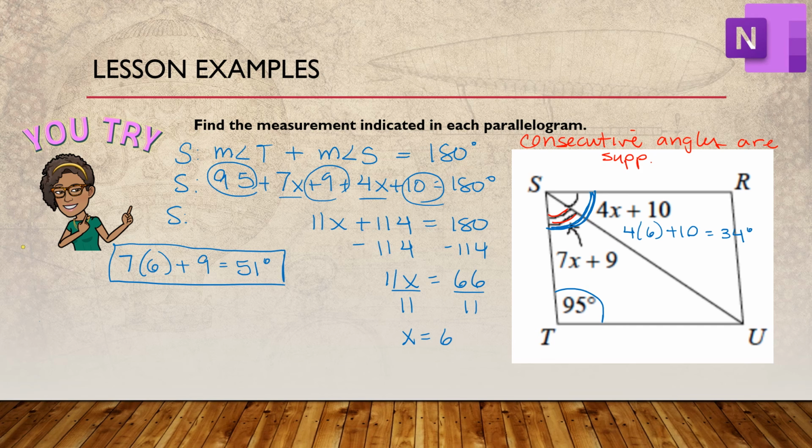And if I add 34 plus 51, that gives me 85 degrees. So I know angle S, this is the measure of angle S, right? That's 85 degrees. Now, remember, we said the measure of angle S and the measure of angle T are supplementary. And supplementary means that the sum of the two angles equal 180. So if I take a 95 plus 85, guess what that gives me? 180 degrees. So I know that my answer is correct.